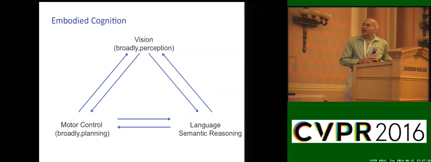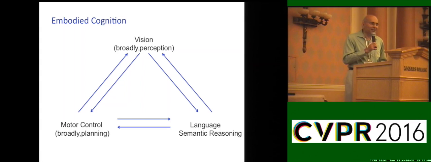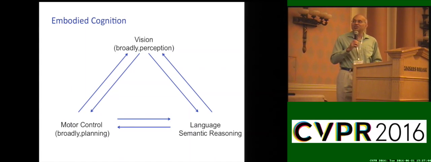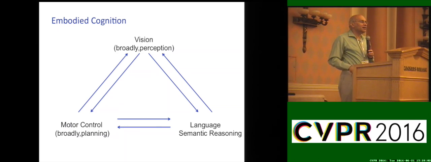Okay, so I used to give these talks on the 3 R's, and now I have a new triangle, which is about vision, motor control, and language. And the point is that all 3 of these processes are interlinked with each other. The great thing about this work on visual question answering is that it has connected up vision with language. And this really needed to happen.